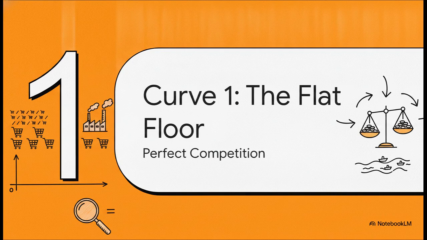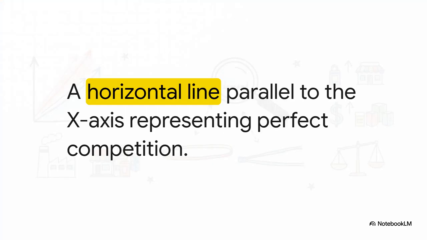All right, curve number one, the flat floor of perfect competition. Let's plot our very first line. I want you to imagine drawing a perfectly horizontal, straight line on our graph, running completely parallel to the x-axis at a specific price point. It doesn't angle up, it doesn't angle down, it is a completely flat floor. Let's go ahead and label this line perfectly elastic demand.